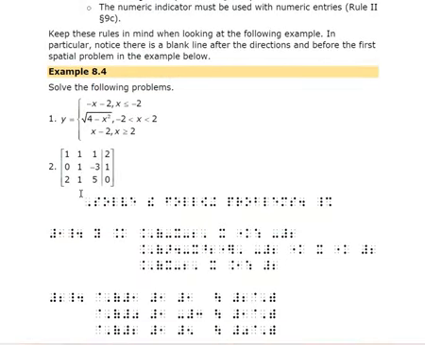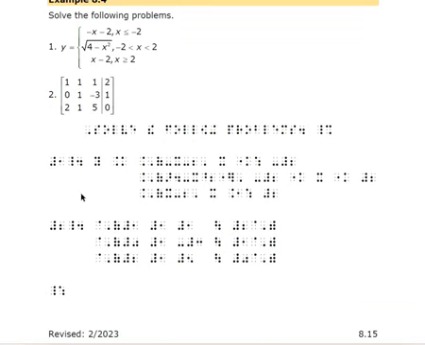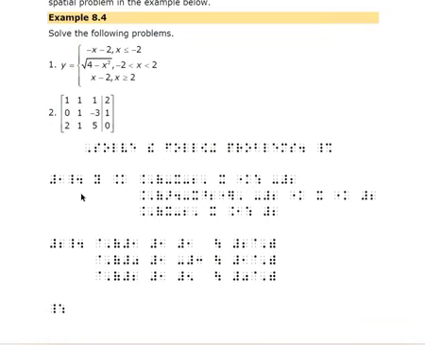Okay, so here are the examples. Looks hairy, doesn't it? Looks hairy to me. Okay, number 1 is y equals. Then we have this enlarged left brace. Then inside of that, there are 3 different equations. So let's look and see how they did that.